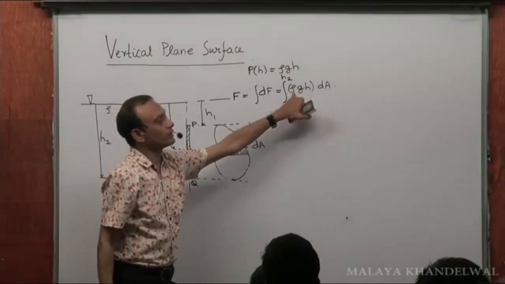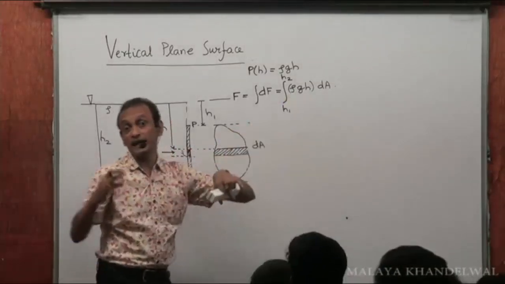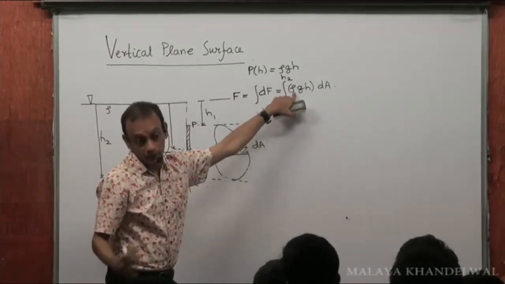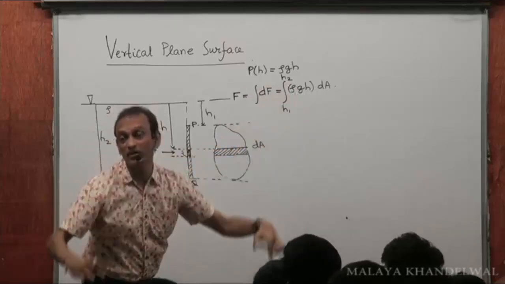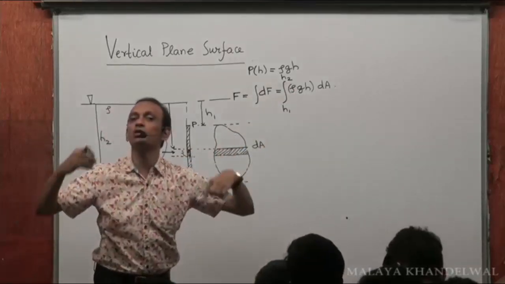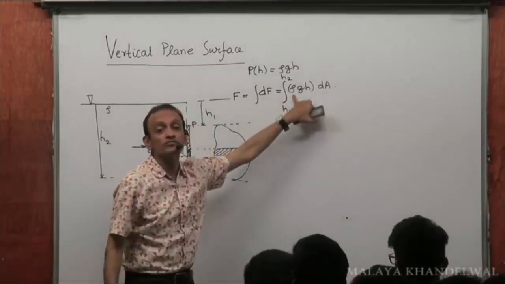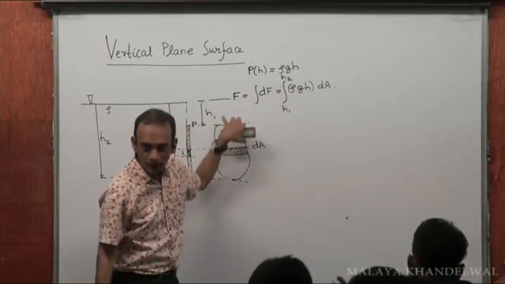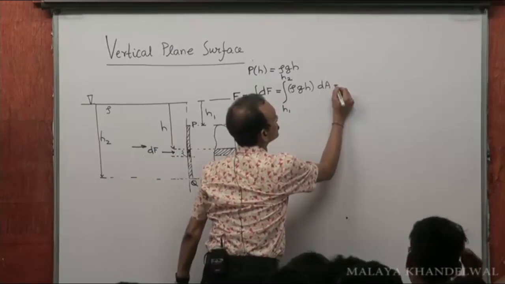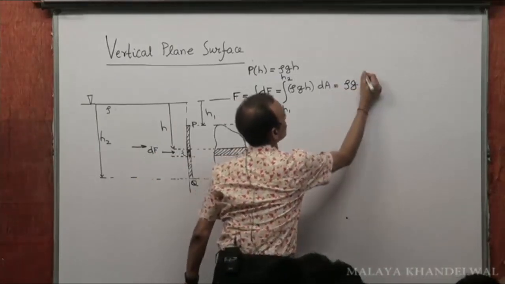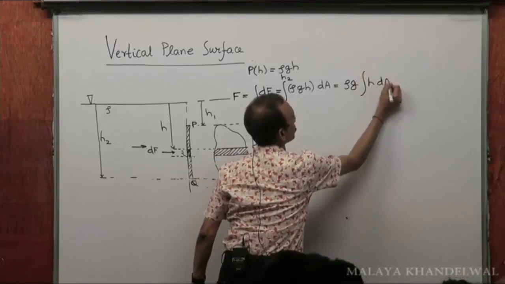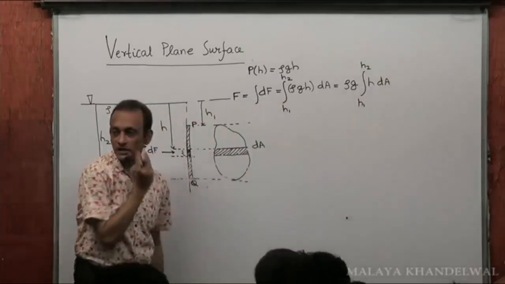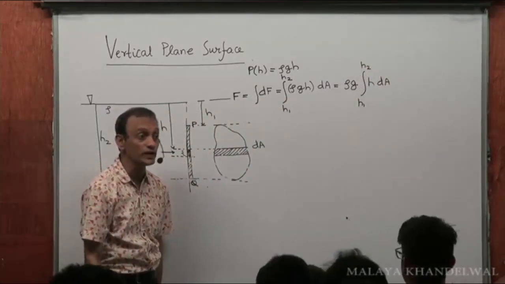Now, assuming rho to be independent of h. If they tell you rho is a function of h, then plug in rho as a function of h. There could be fluids with a continuously variable rho. But let's talk of a simpler situation where rho is constant. So if rho is constant, then rho g will come out of the integration sign. So this will then be rho g integral h dA, where h runs from h1 to h2. Yes or no?